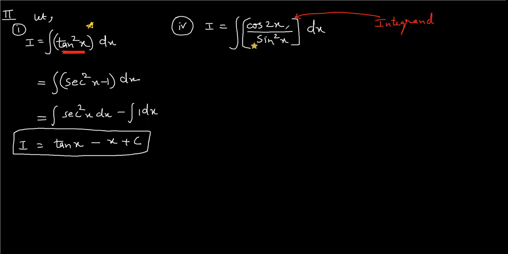The answer is no, because in list 2 every result you have in list 1 is there, only the variable x is replaced by ax plus b. Such a function, cos 2x upon sine square x, I do not have. So what do I do here? Very simple. I will go for transformation.